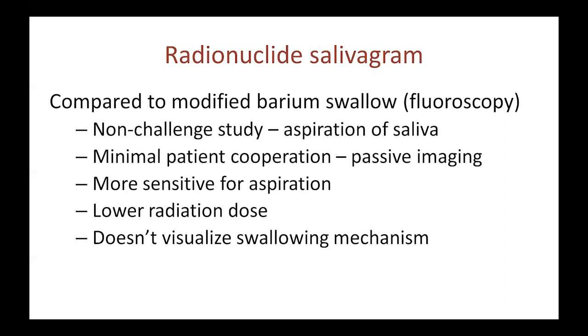Because of the sensitivity for small quantities of radioactivity, a radionuclide salivagram is more sensitive than a barium swallow for aspiration. It provides a lower radiation dose. However, the salivagram does not visualize the swallowing mechanism, and so it may still be important to perform a modified barium swallow once we have diagnosed aspiration.